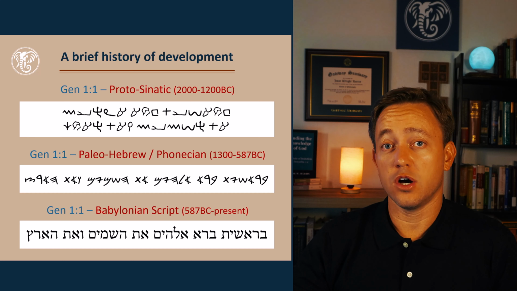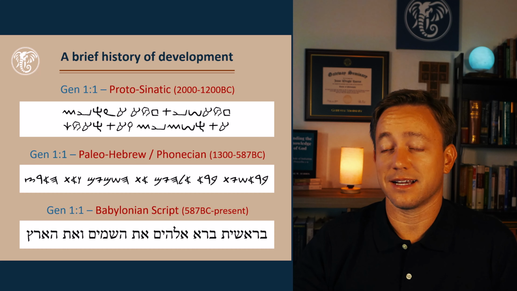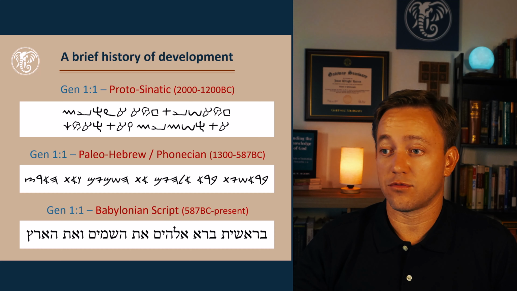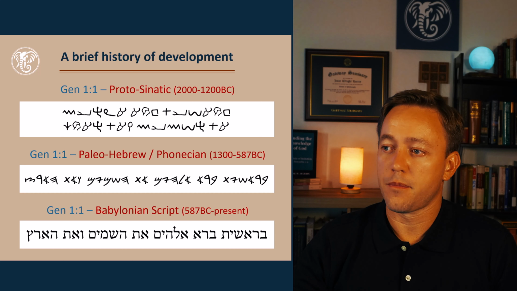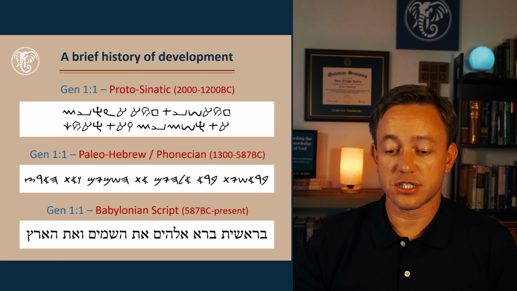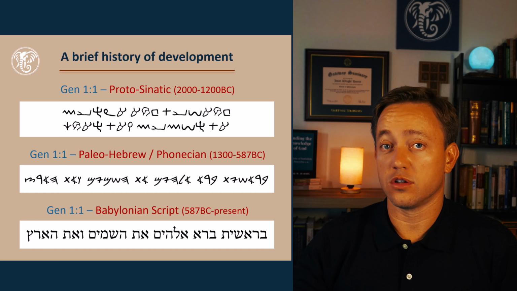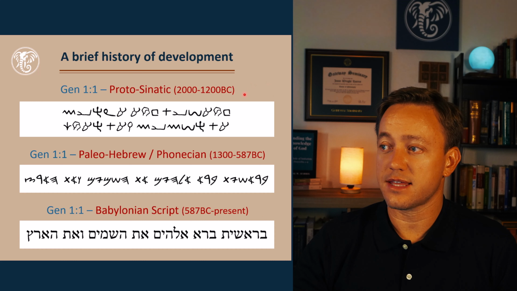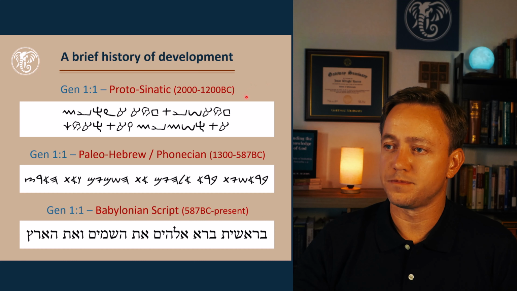But what we do know is a little bit about the writing that took place in the history, because we have some different artifacts and writings and inscriptions that we can look at and compare. So one of the earliest forms of Hebrew writing actually came with what is called Proto-Sinaitic. And so you'll see that up here on the top example.